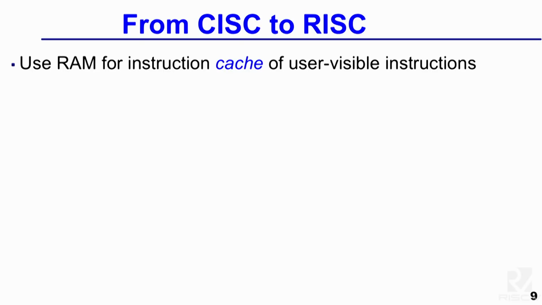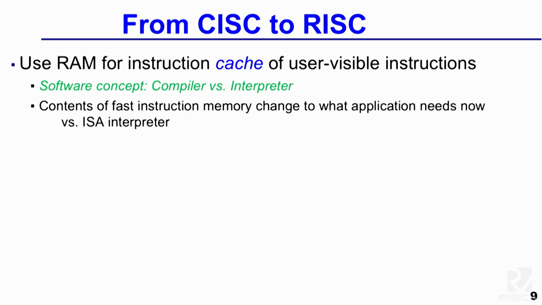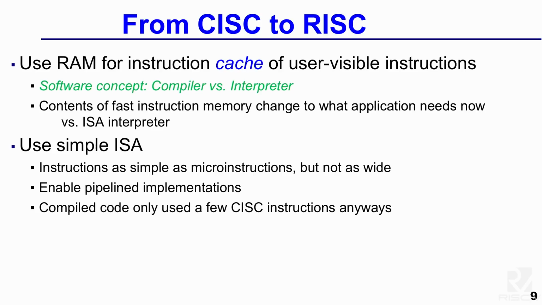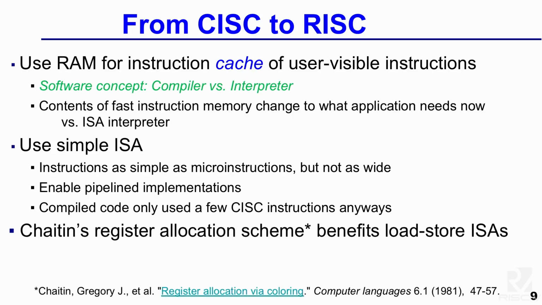So how did RISC evolve from the CISC? Instead of using the RAM for microcode interpreters, we're going to turn it into an instruction cache. So that's a big step. It's kind of like compiling versus interpreting. And then, of course, since it's a cache, when you change the program, what's in that fast RAM changes. So that's an advantage. It's a really simple instruction set, as simple as microinstructions, just not as wide. And it was easier to pipeline these simple instructions, which helped. And the complicated instructions we were throwing out didn't help that much anyways. And then another breakthrough from IBM people is they had a really nice register allocation scheme which made the load store architectures even more effective.